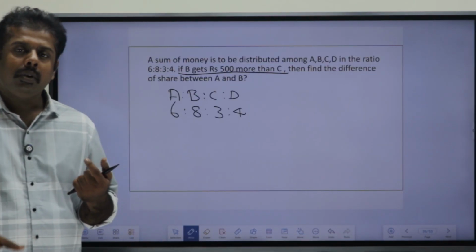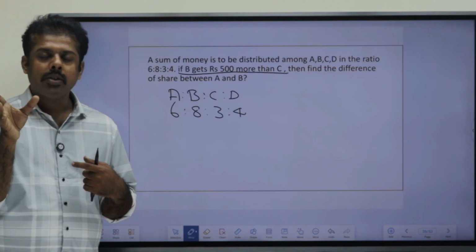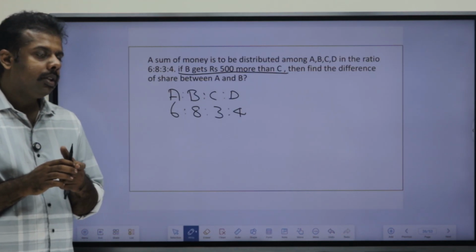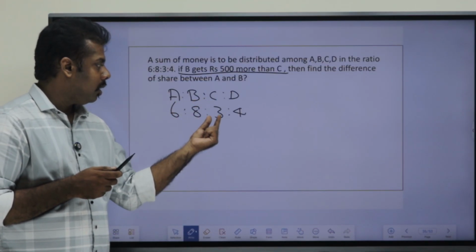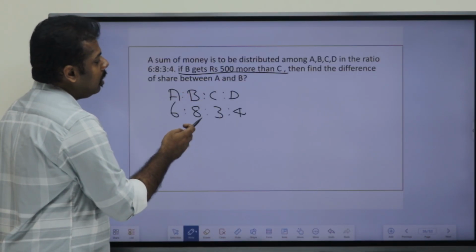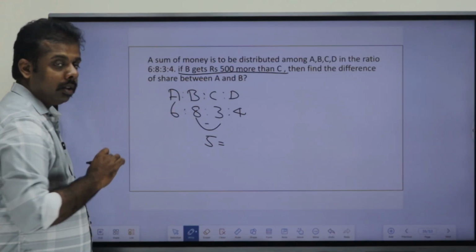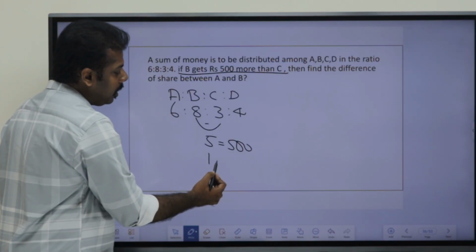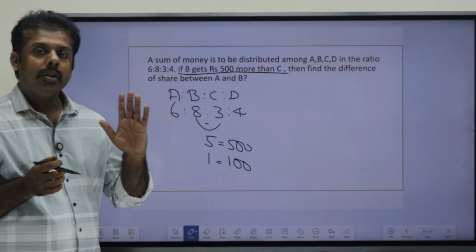Any other ways? Yes. Another concept we can use is the difference of their shares, what share they are getting. The difference of that also has to be 500. Now in the ratios, the share of B is 8 and the share of C is 3, so the difference is 8 minus 3, which is 5. In the ratio, the difference is 5, but the actual value they have given is 500. So 5 ratio is 500, and from there 1 ratio has to be 100. So we got the value of 1 ratio as 100.